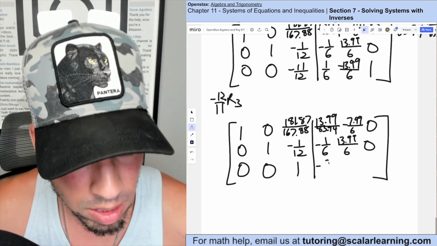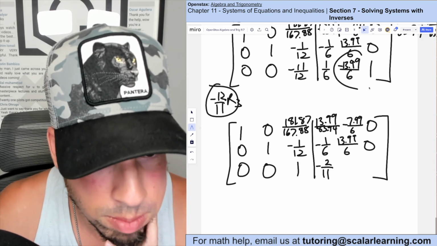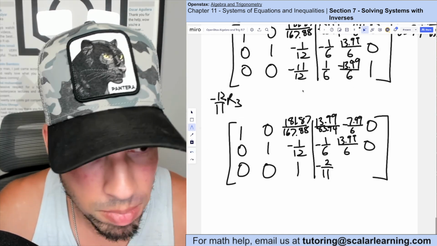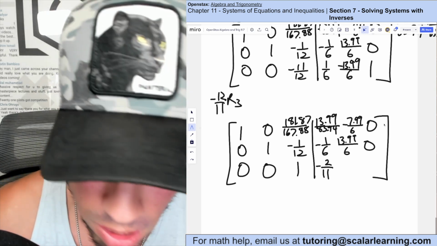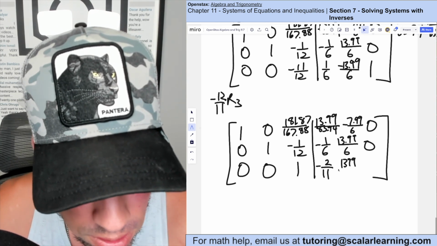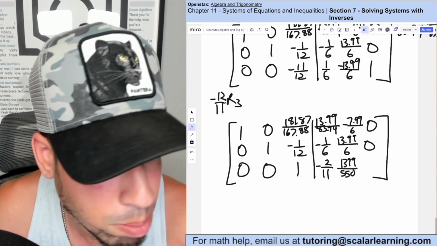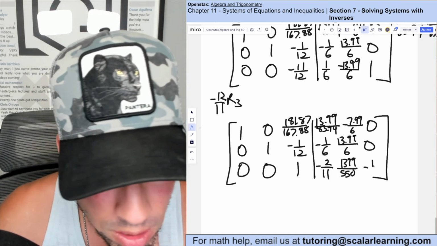That's going to be negative 2 over 11. So when I actually multiply this guy times this guy, it's going to give some decimals and this and that, but I'm going to go ahead and give you the fraction version from a calculator with everything in whole numbers. That's going to be 1399 over 550, positive, right? Because the negatives cancel out. And then this times 1 is just negative 12/11.